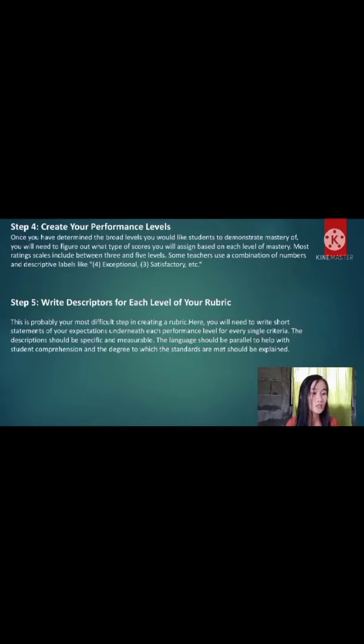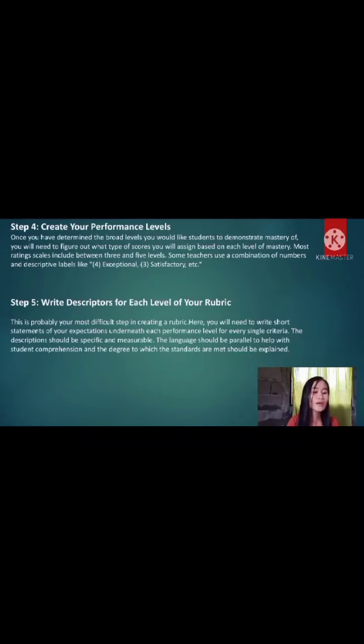Most rating scales include between 3 and 5 levels, or some teachers use a combination of numbers and descriptive labels, like 4 for exceptional, 3 for satisfactory, and so on. While other teachers simply assign numbers, percentages, letter grades, or any combination of the three for each level. You can arrange them from highest to lowest or lowest to highest, as long as your levels are organized and easy to understand.